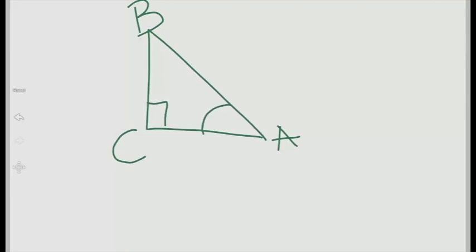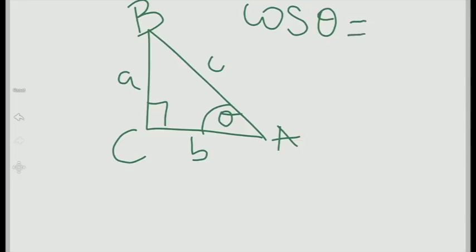For angle A, let's say this is our theta, we want the cosine ratio, the sine ratio, and the tangent ratio for A. If this is angle C, this is side C, this is side B, and this is side A. Cosine of theta is equal to adjacent over hypotenuse, and the adjacent here is B, the hypotenuse is C.